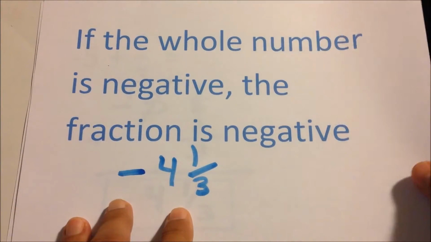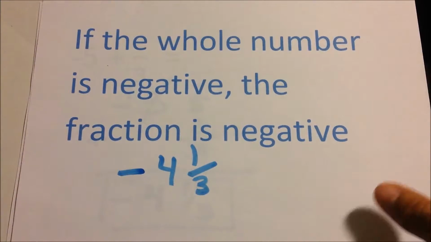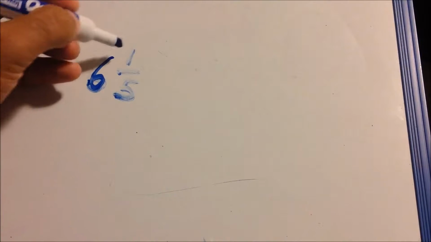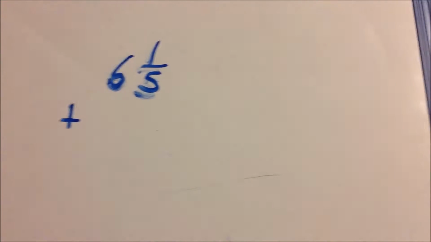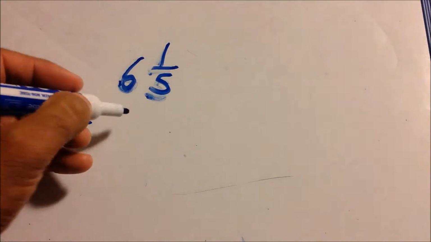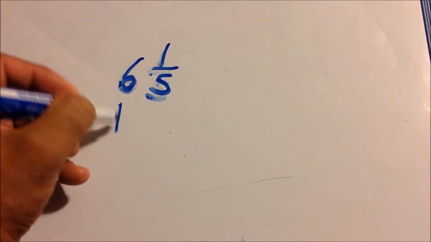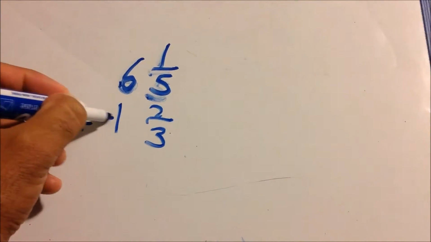So let me give you another example on that. Let's say I had 6 1/5. Let's get a better marker. Let's fix that. 6 1/5. And then we're going to add it to -1 2/3.